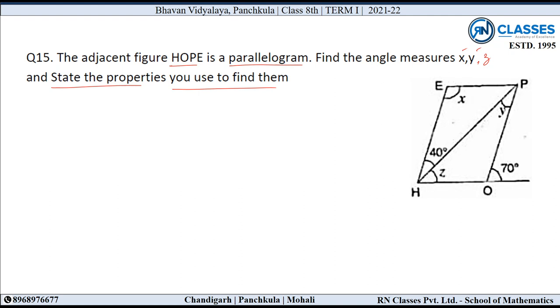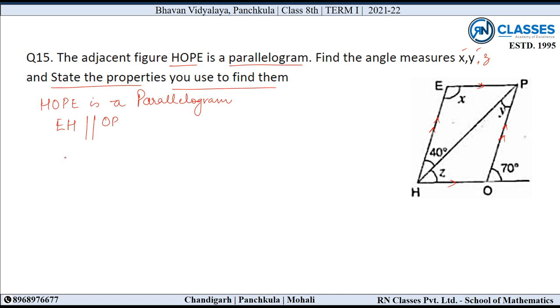It is already given that HOPE is a parallelogram. So HO is equal to as well as parallel to EP, and OP is parallel to as well as equal to EH. Right? It's a parallelogram. Okay. So first we will start, we can find it very easily. Let's write it here. HOPE is a parallelogram. Under this condition we will solve. HOPE is a parallelogram. So EH is parallel to OP.